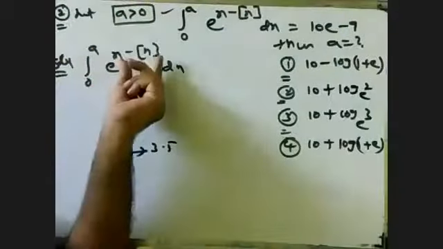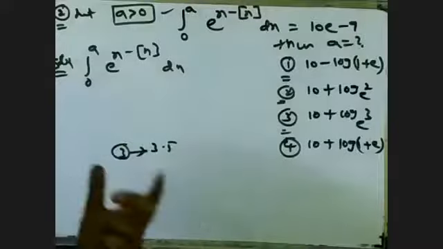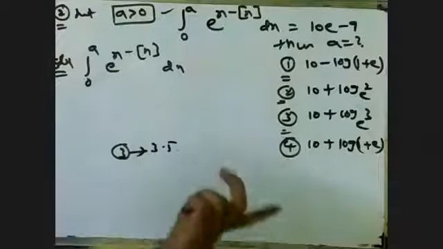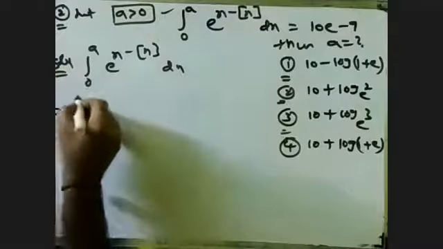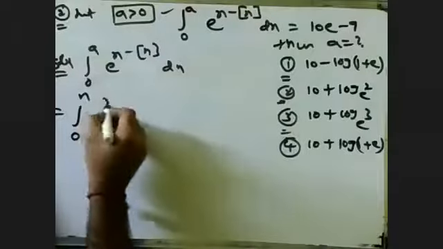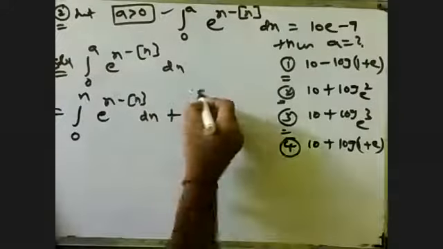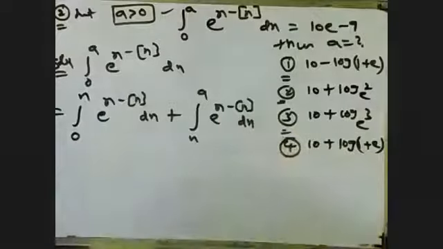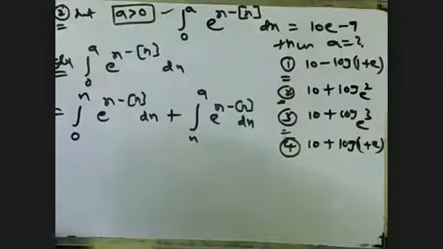Since we are dealing with floor x, the integral part, we need to identify the integer here. So let us suppose that a just crosses an integer, or it may be an integer. Now I can write this as integration 0 to n, since I don't know which integer part it crossed, e power x minus floor x dx, plus integration n to a e power x minus floor x dx. This is what we got.